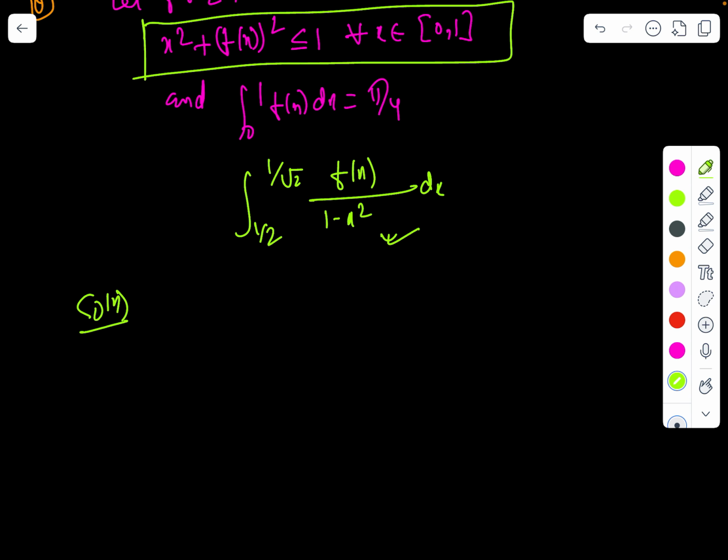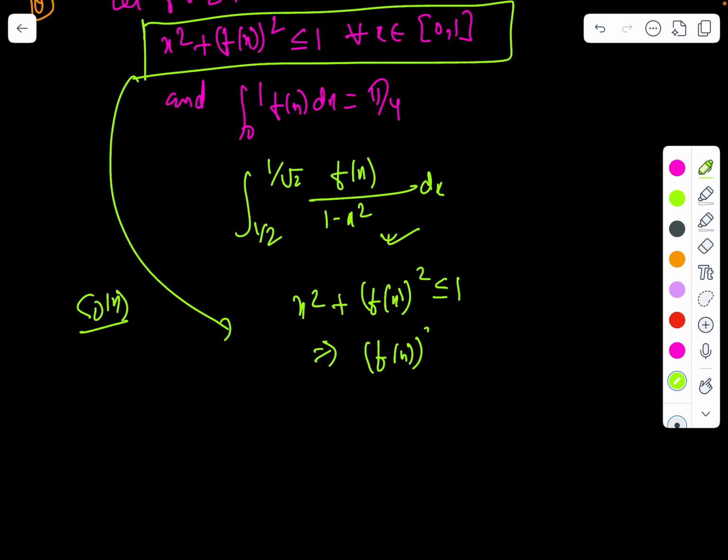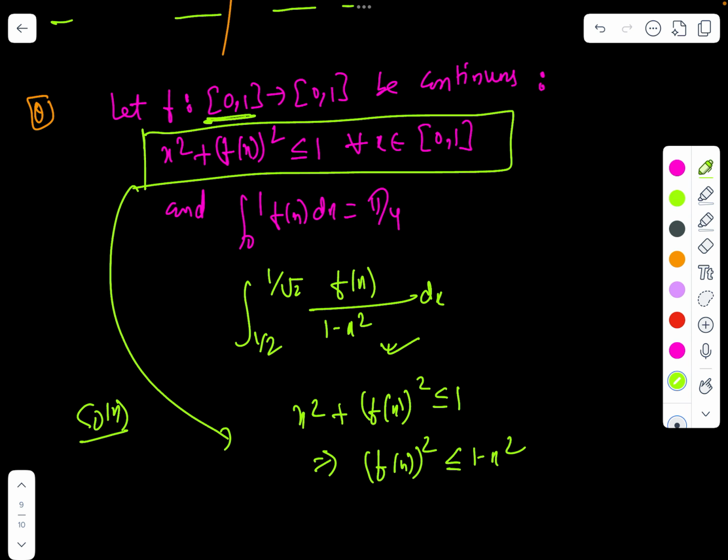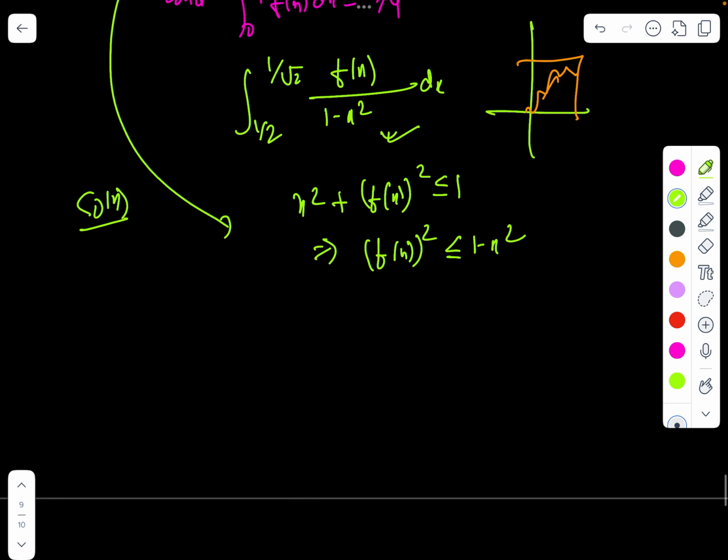So the first thing that we can immediately see from the constraint is x square plus f(x) whole square is less than or equal to 1. So that shows f(x) whole square is less than or equal to 1 minus x square. And the function is defined from [0,1] to [0,1], which means we have to be within this box, whatever function it is. Cool.